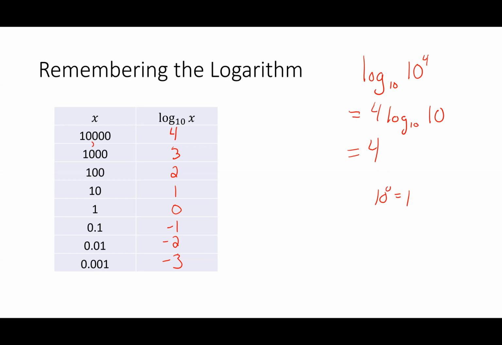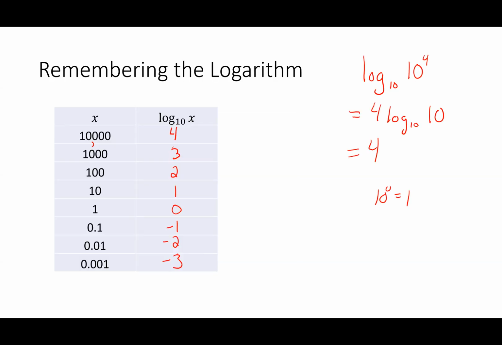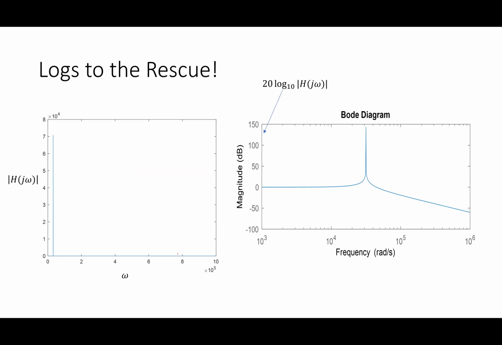So instead of making this graph where I plot everything versus omega, I'm going to plot everything versus the log of omega. And that's going to make that spread of numbers completely change. When I do that, I get this. Those are the same graph. The graph on the left is on what I call a linear scale. The graph on the right is what I call a logarithmic scale.